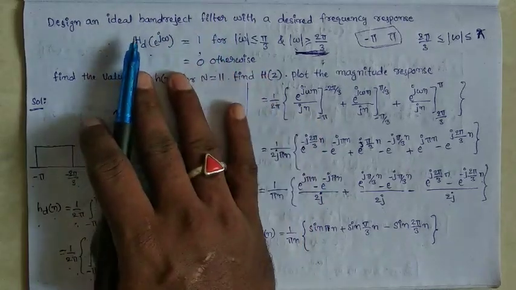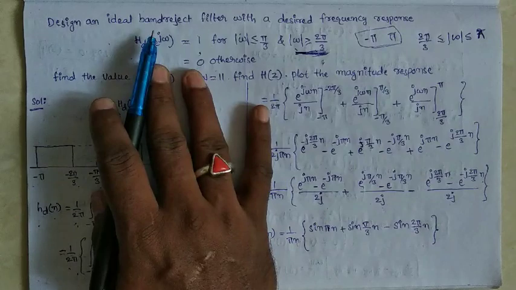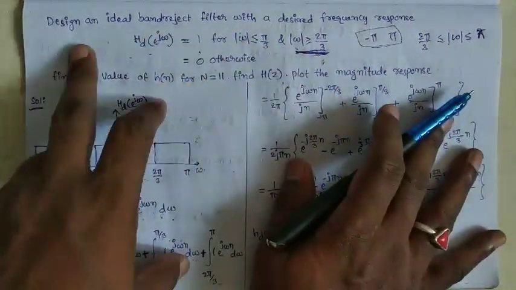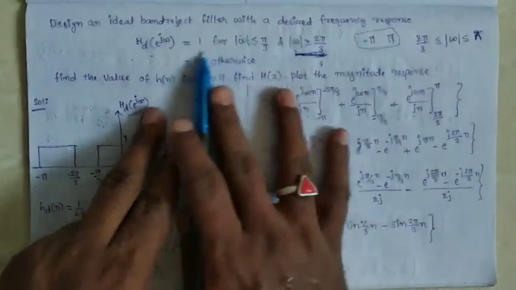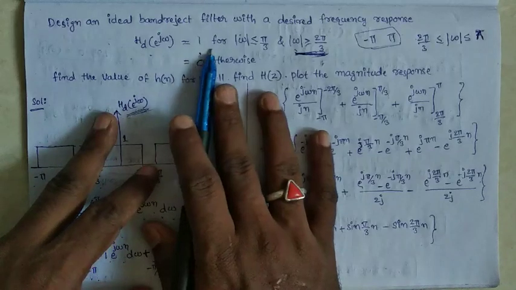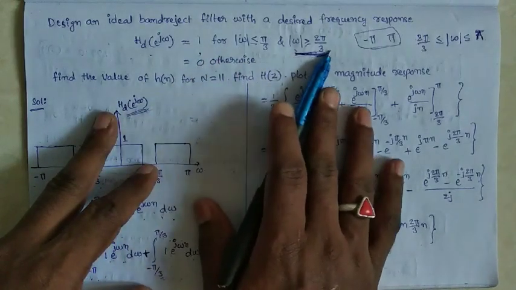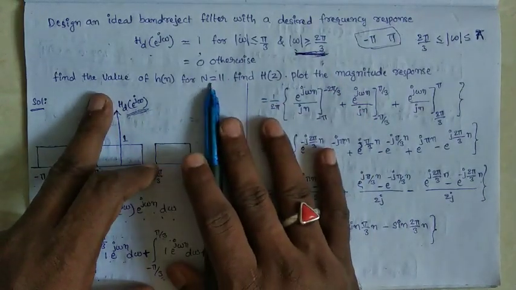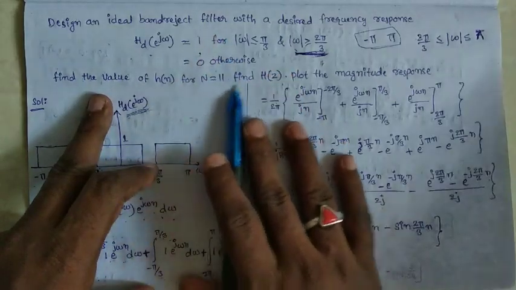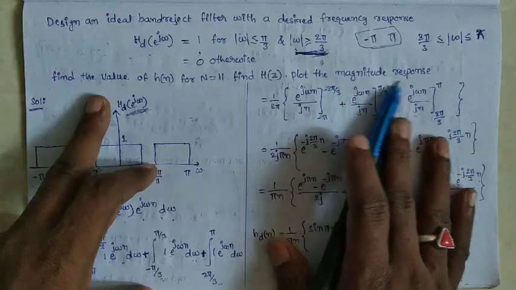In this lecture, we are going to discuss a problem on design of FIR filters using the Fourier series method. Design an ideal band rejection filter with a desired frequency response HD of e power j omega equal to 1 for mod omega less than or equal to 5 by 3 and mod omega greater than or equal to 2 pi by 3. Find the value of h of n for capital N equal to 11. Find H of z and plot the magnitude response.